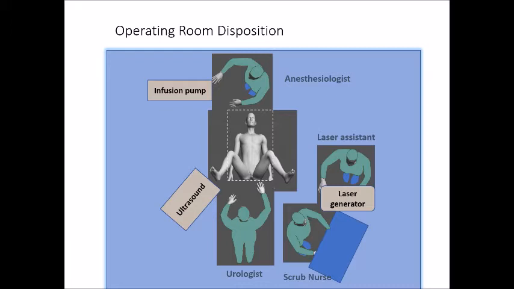The surgeon is in the front of the patient to have access to the perineum. On the left, the ultrasound scan machine, and on the right, the nurse, the laser physicist, and the laser generator. At the head of the patient, the anesthesiologist and the syringe pump.